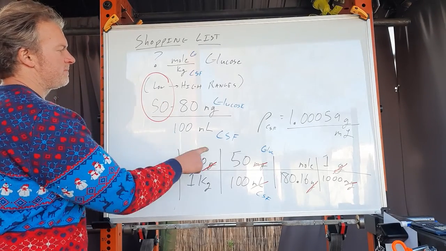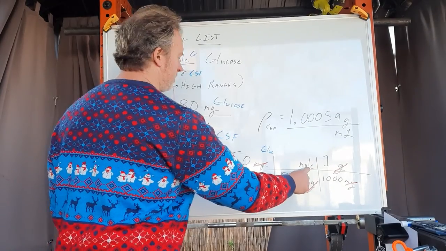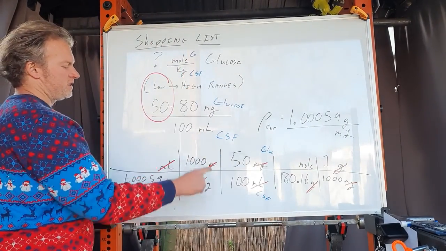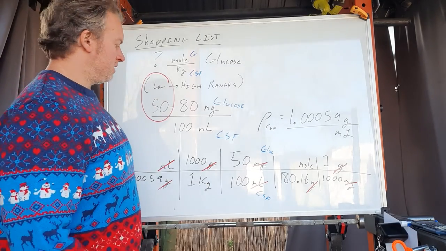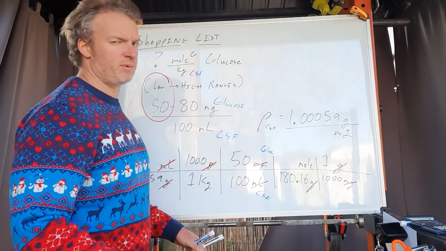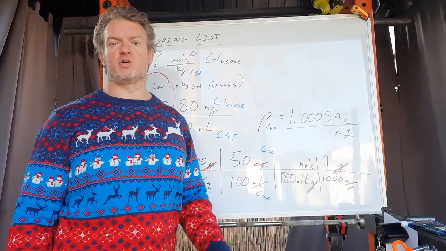I've used everything in my shopping list. All the units cancel except for moles in the numerator of glucose and kilograms of CSF in the denominator. This scaffold method guided me to the answer without looking up a formula, by the units guiding me to make sure things cancel or convert as appropriate.